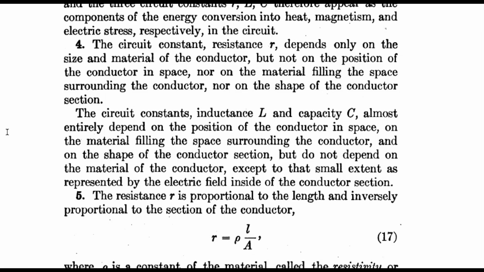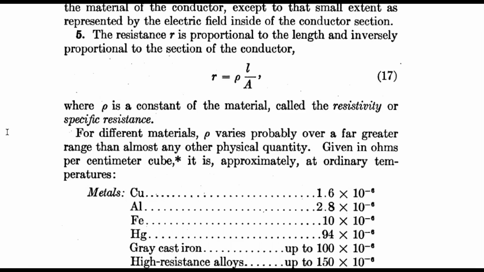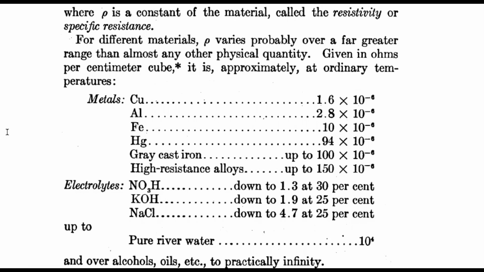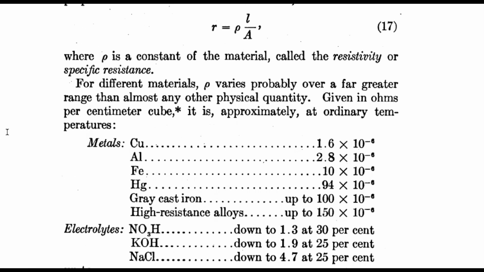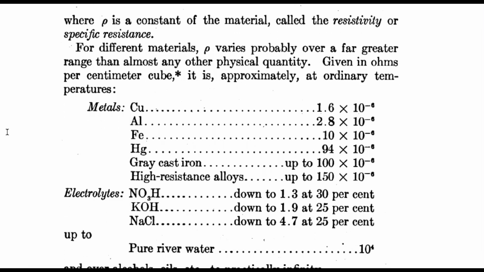5. The resistance, denoted as R, is proportional to the length and inversely proportional to the section of the conductor. This relationship is expressed as R equals rho times the length divided by the area, where rho is a constant of the material, called the resistivity or specific resistance. For different materials, the value of rho varies probably over a far greater range than almost any other physical quantity. Expressed in ohms per cubic centimeter, it is approximately as follows at ordinary temperatures.